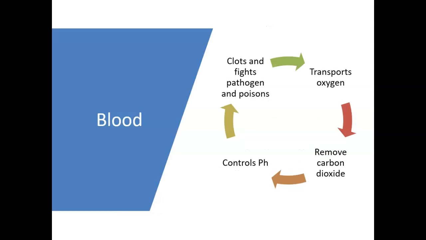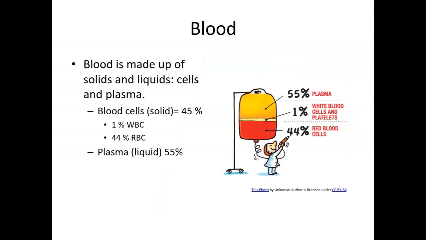Blood clots and fights pathogens and poisons. It transports oxygen. It helps remove carbon dioxide and controls our body pH. Blood is made up of solids and liquids, cells and plasma. Blood cells are the solid part, and it's 45%.